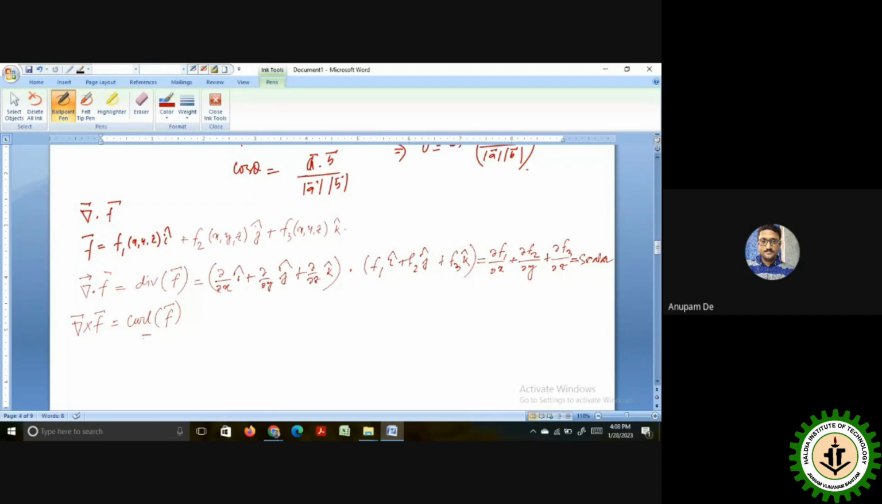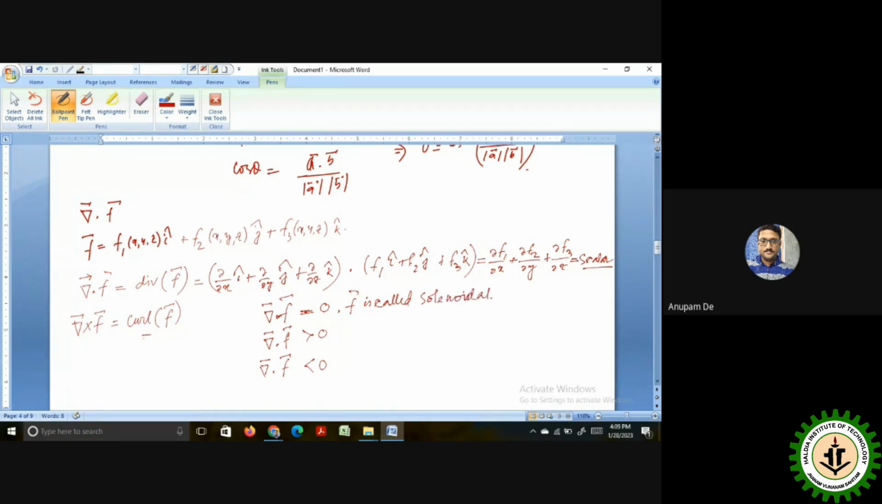Depending on the value of this scalar, nabla dot f, it can be equal to 0, greater than 0, or less than 0. If nabla dot f is equal to 0, or the divergence of f is equal to 0, then f is called solenoidal.